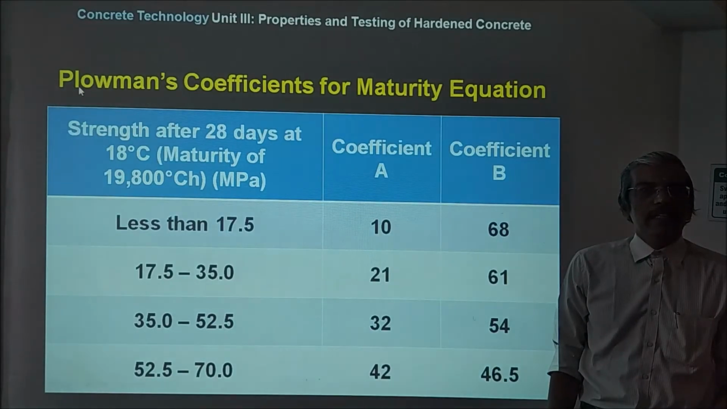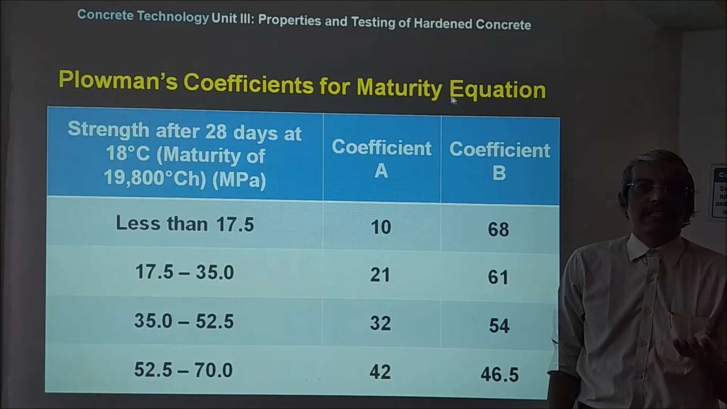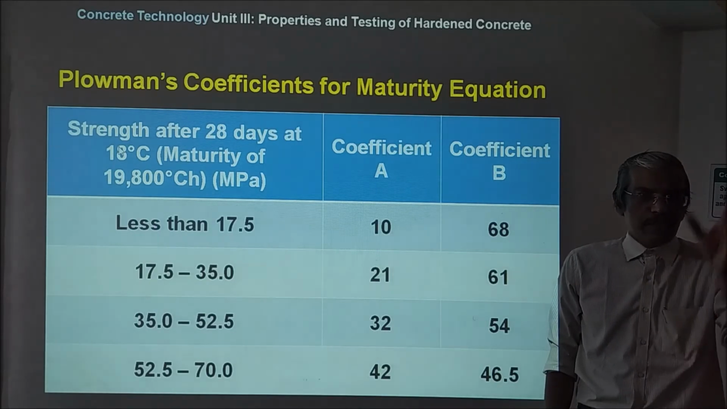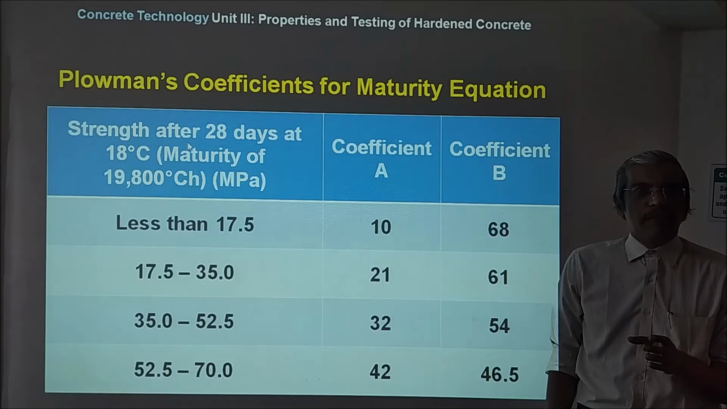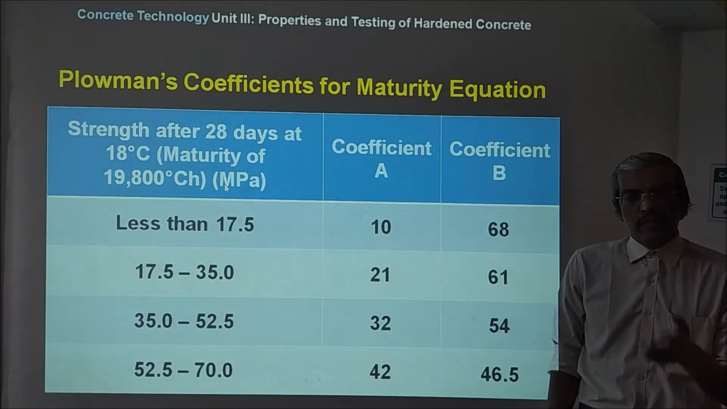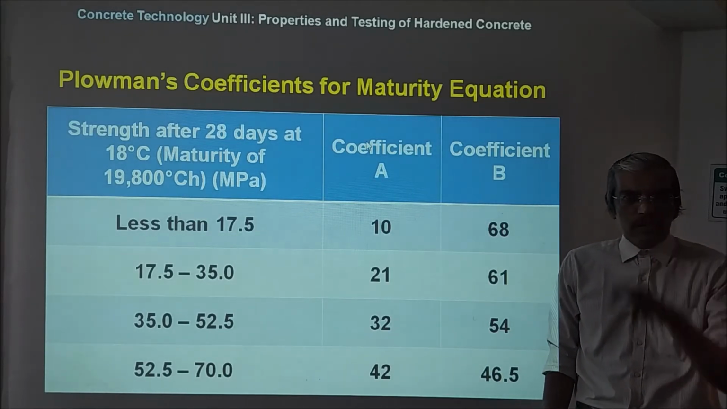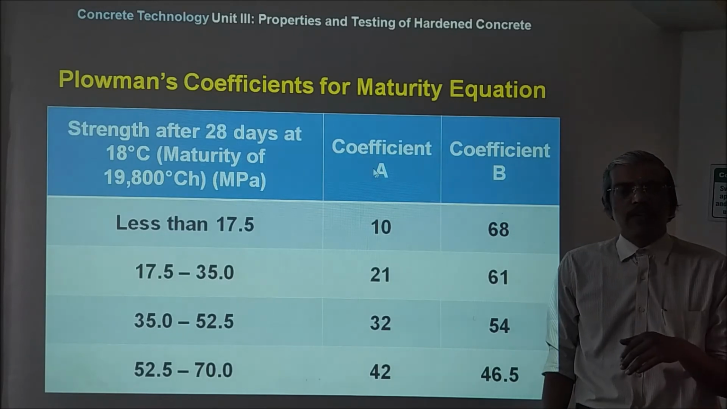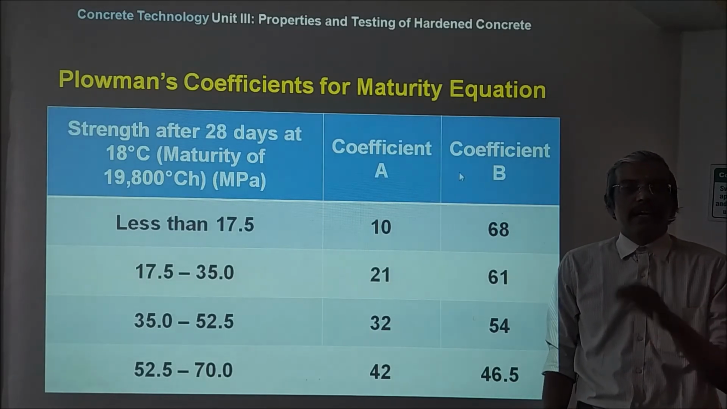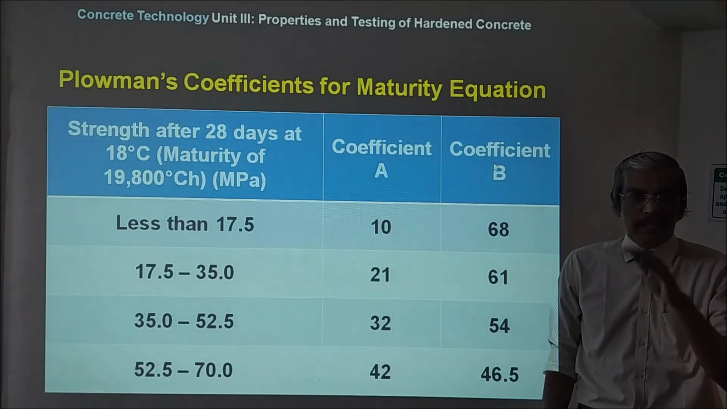So here we can see Plowman's coefficients for the maturity equation. In the first column we can see the strength after 28 days at 18 degrees centigrade, maturity of 19,800 degrees centigrade hours, in MPa or Newton per millimeter square. The second column gives the coefficient value of A, and the third column gives the coefficient value of B.